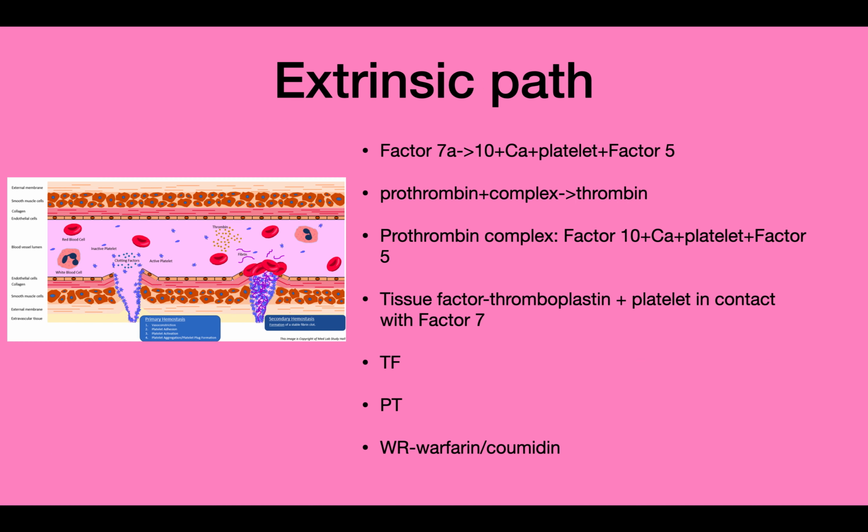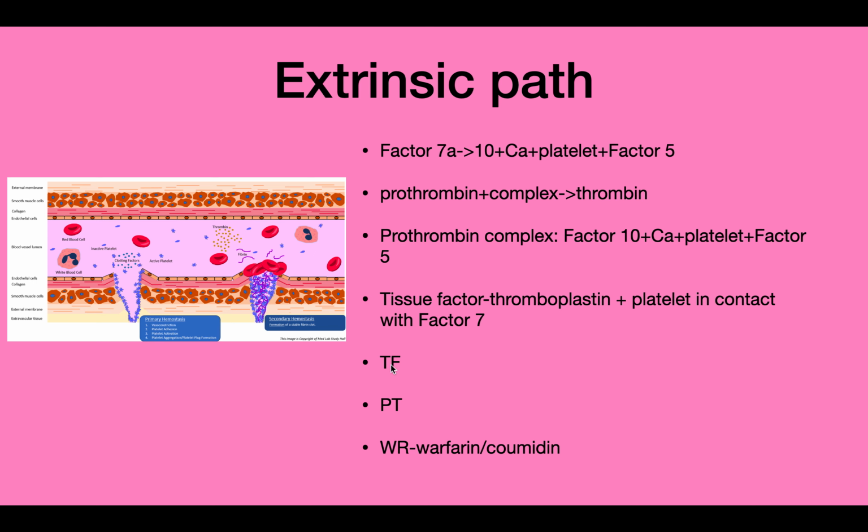So in the extrinsic there's going to be factor 7, then factor 10 plus the calcium plus a platelet, and then factor 5. Prothrombin, once again, complex, and then the thrombin will form. So the prothrombin complex is going to be made of factor 10, the calcium, platelets, and factor V. And then tissue factor, thromboplastin, and the platelet will come in contact with factor 7. That kind of starts the entire cascade.